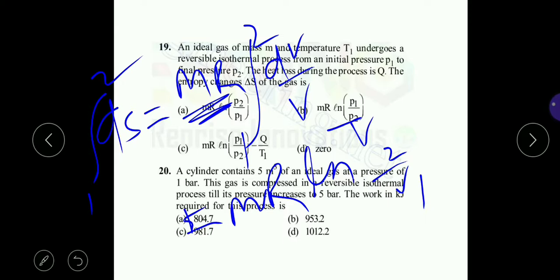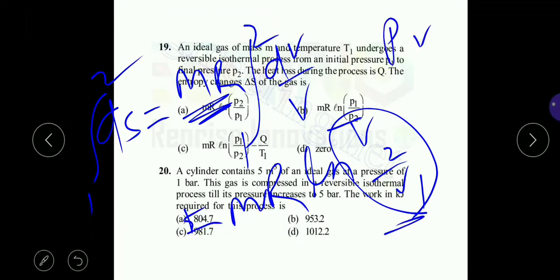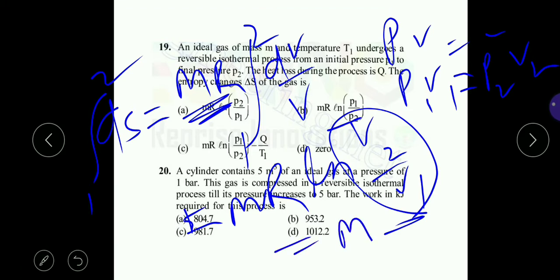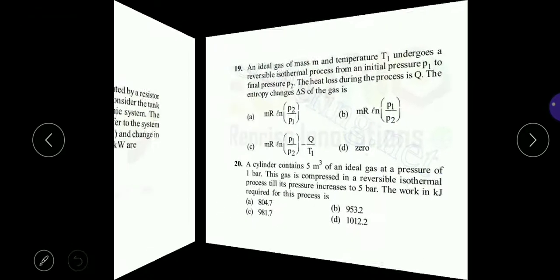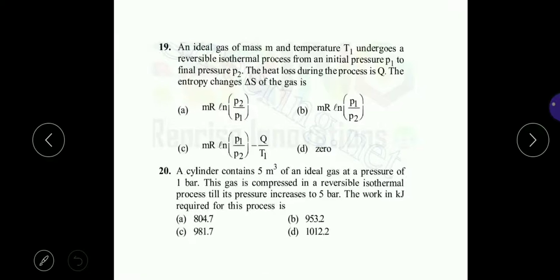And here it is not given in terms of volume, so we need to convert this into pressure. For the isothermal process PV equals constant, so I can write P1 V1 equals P2 V2. So I can write V2 by V1 equals P1 by P2. So our answer will be mR ln P1 by P2. So your answer will be option number B, mR ln P1 by P2.